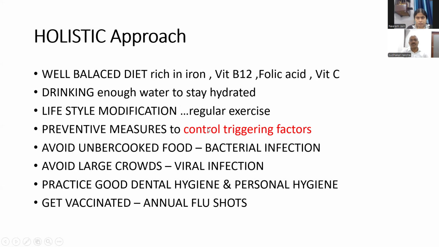Preventive measures, this is the most important one. Preventive measures control the triggering factors. These people should not eat undercooked food, because there is a heavy chance of getting bacterial infection. They should avoid large crowds, because in crowds there is a high chance of contracting viral infection. Practice good dental, oral and personal hygiene, which may prevent oral infections, and get vaccinated with flu shots. So this is about the holistic approach.